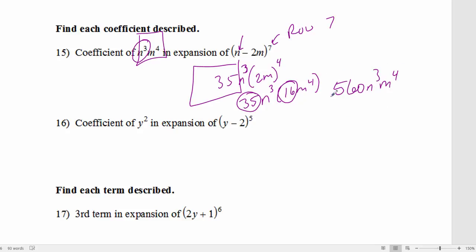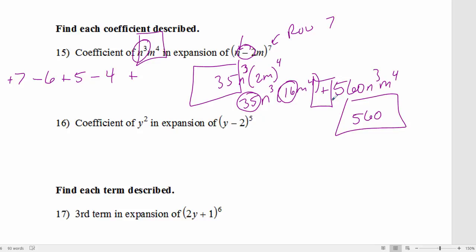But I got to find out if this is positive or negative. So here's how I got to do that. Remember, this is the 5th term, right? Because remember I started with a 7 and then a 6 and then a 5 and then a 4 and then a 3. So this is the 5th term, okay? Because this is a minus, this starts as a plus, minus, plus, minus, plus. So we know that this term here is a positive 560, so that's my answer for number 15.